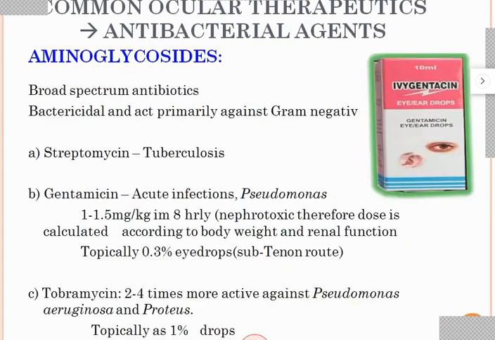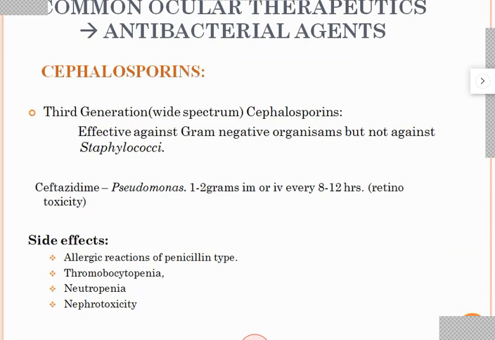And the third generation are wide spectrum, effective against gram-negative organisms but not against staphylococcus. To treat pseudomonas infections, it can be given 1 to 2 grams intramuscularly or intravenously every 8 to 12 hours. Side effects will be retinotoxicity, allergic reactions of the penicillin type, thrombocytopenia, neutropenia, and nephrotoxicity.